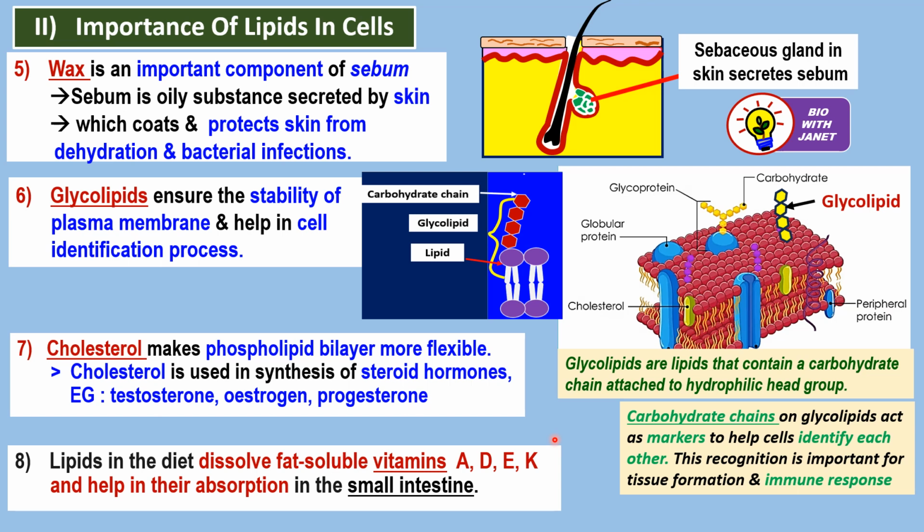Lastly, the lipids in our diet that we eat help to dissolve fat-soluble vitamins A, D, E, K, and help in their absorption in the small intestine. So if you are taking any foods containing vitamins A, D, E, K, remember to include some lipids in the meal too, so that these vitamins can dissolve in the lipids and then be well absorbed into the small intestine. For example, if you're eating carrots that contain vitamin A, add some lipids like olive oil into the salad that contains the carrots. So this will help the vitamin A from the carrots to be efficiently absorbed into the small intestine.